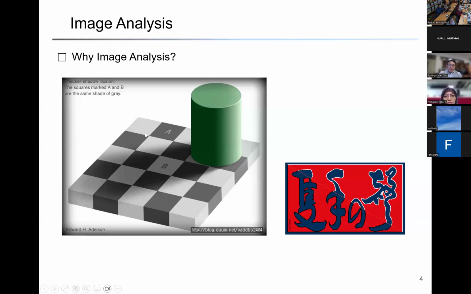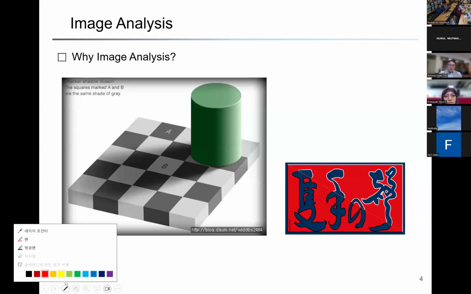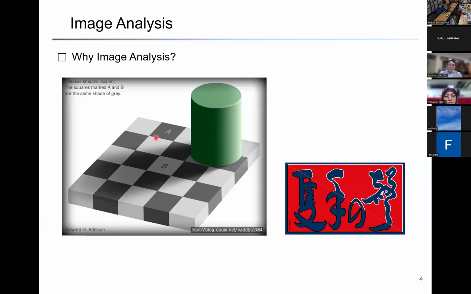Background of A and B. The background color looks different, but when I move the background color of A to B, the colors are exactly the same, but to our naked eyes, it looks different. Okay, again, the red color: there are two types of red color.